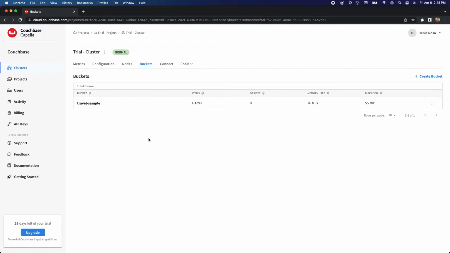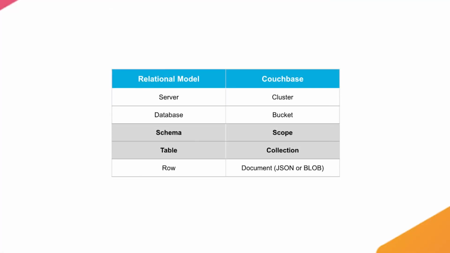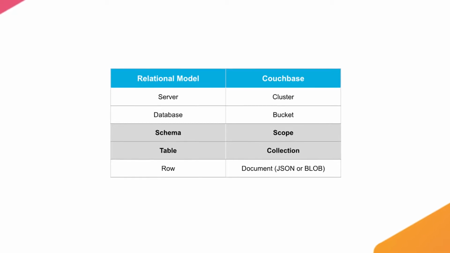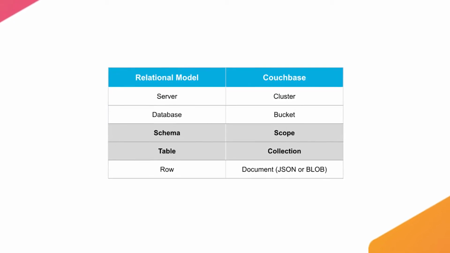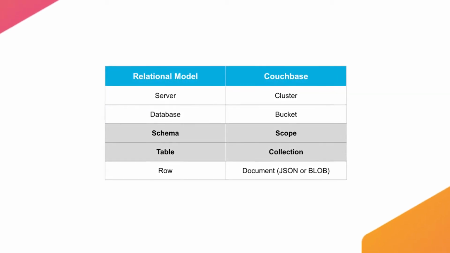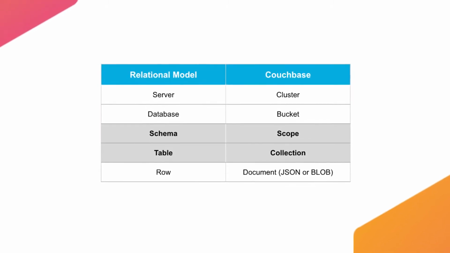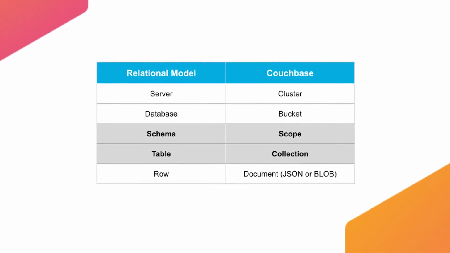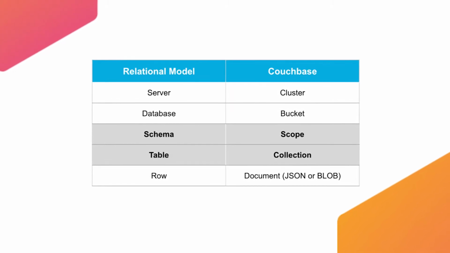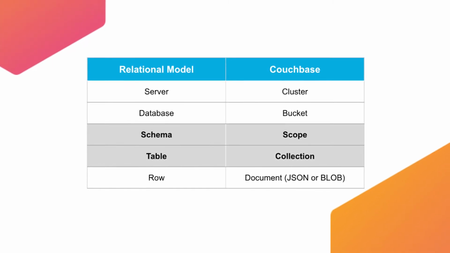Under buckets, we have already by default a demo bucket called Travel Sample, with some data that we can use to run some queries. If you are familiar with buckets, scopes, and collections, feel free to skip to the next section. If you are new to those concepts, here's a table that will help you. If we compare Couchbase with a relational database, a server would be similar to a cluster, a database would be similar to a bucket, a schema similar to a scope, and a table to a collection.